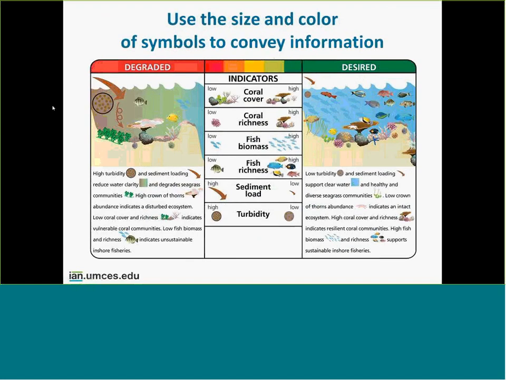Just remember to use color and size of the symbols to convey information. This diagram is just showing a degraded system versus a desired system in a coral reef. But using the colors, like the color of the water over here is brown and green, whereas over here it's a beautiful blue, or the sediment plume here. This is a big sediment plume versus a little one. So these kinds of size and colors can actually help your diagram provide more information.